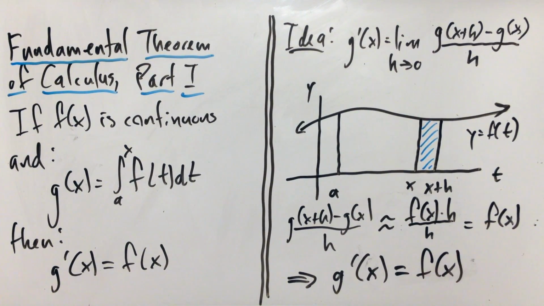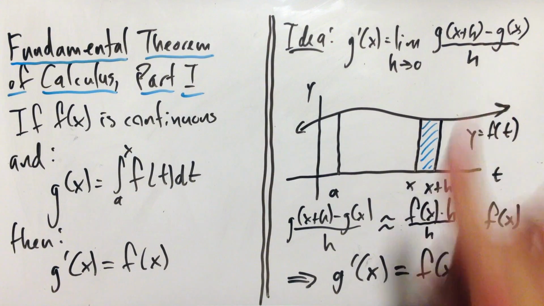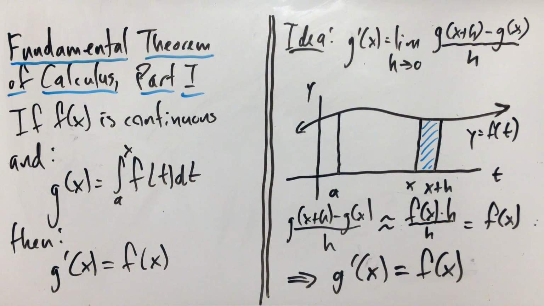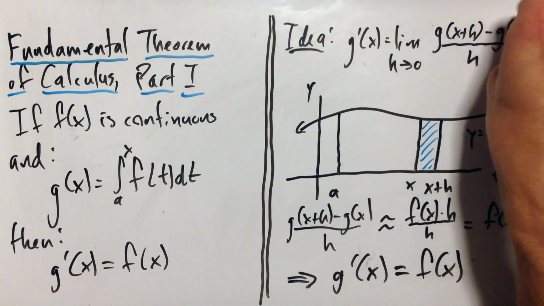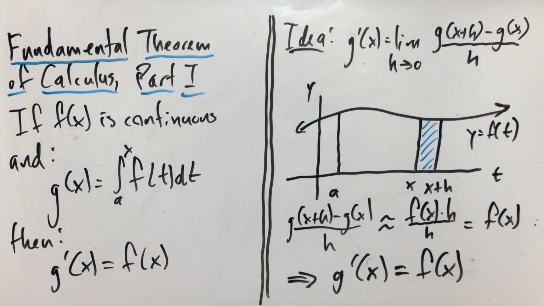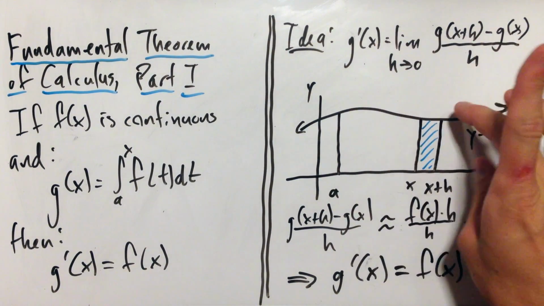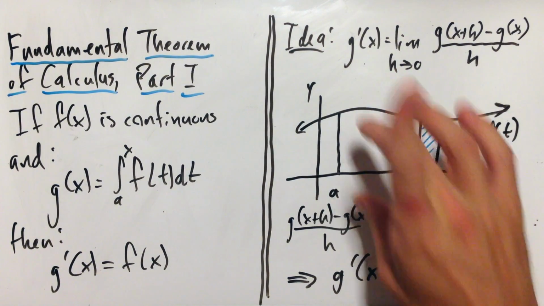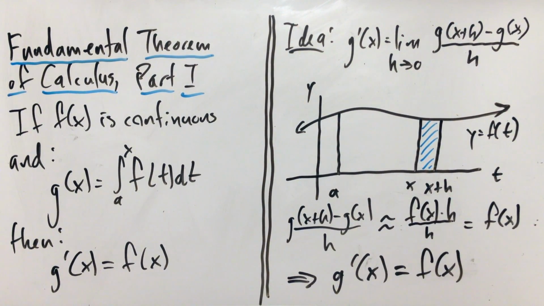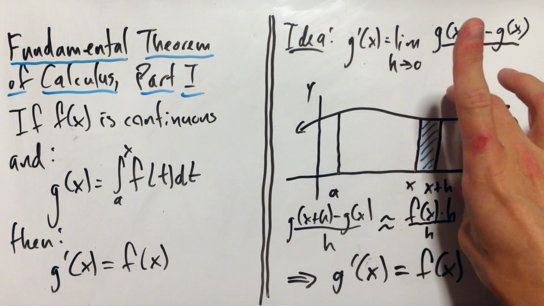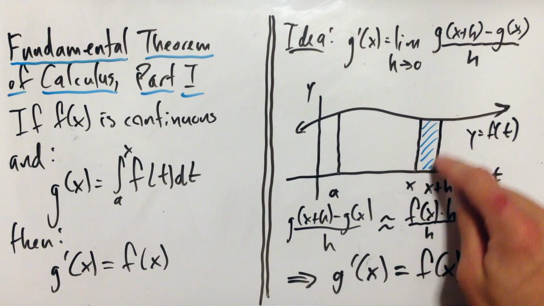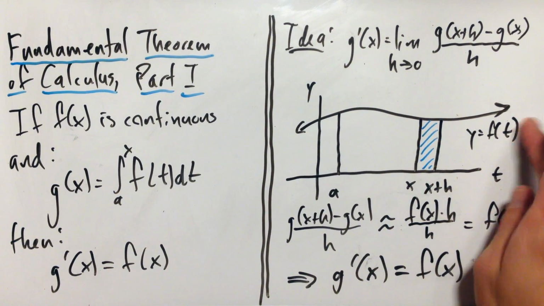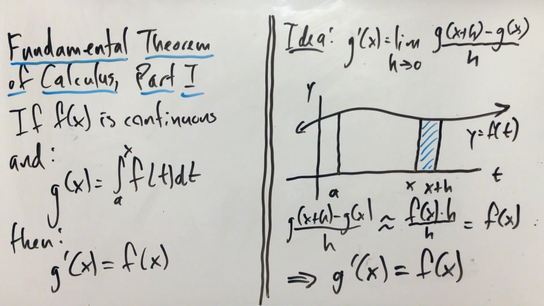Okay, here is a graph of f of t, and let me interpret this g of x plus h minus g of x. g of x plus h is the area all the way up to x plus h from a. g of x is the area from a to x. So if I subtract the area from a to x from the area from a to x plus h, I'm left with just the area underneath this curve above the x-axis from x to x plus h. So that's what the numerator here is.